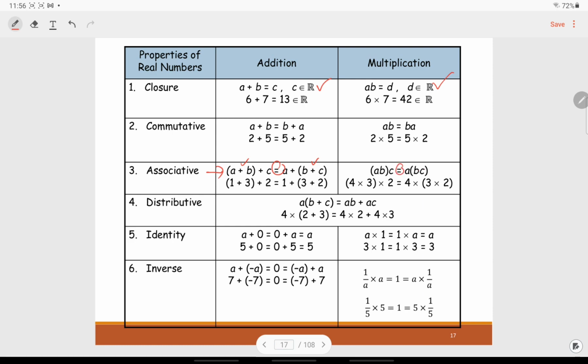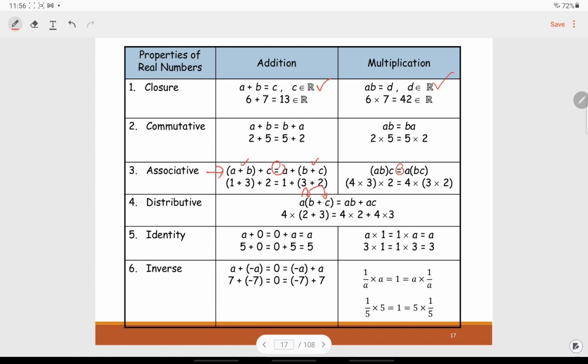The answer is also the same. Okay, for the distributive property, again we are dealing with parentheses, but this time we combine the addition and multiplication operations. So we distribute a inside the parentheses. Okay, so we have ab plus ac.